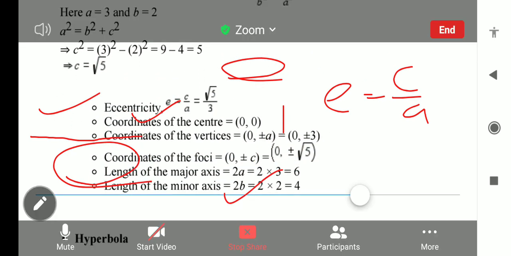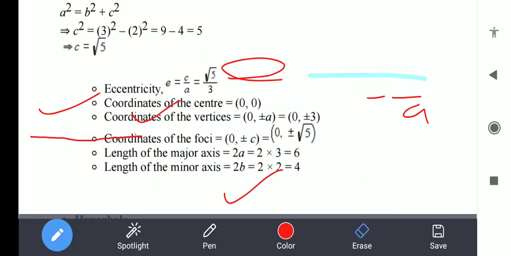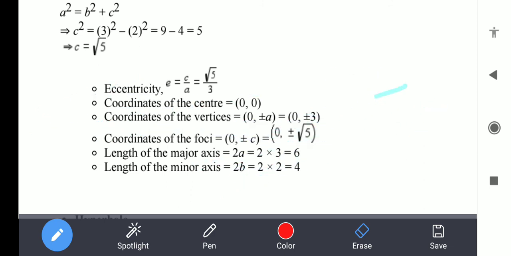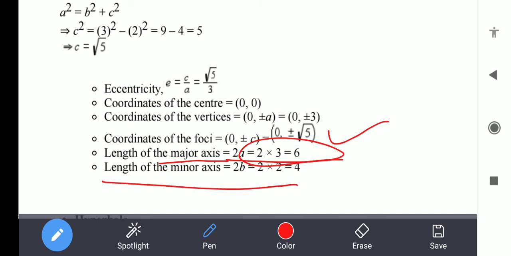The coordinate of the center is 0 comma 0. The coordinate of the vertex is 0 comma plus minus a in this case. The coordinate of the foci is 0 comma plus minus c, and the length of the major axis is 2a along the y-axis, and the length of the minor axis is 2b along the x-axis. Okay, now the next shape is hyperbola.